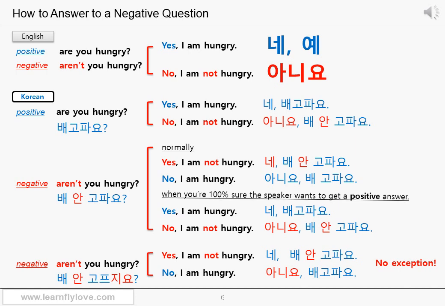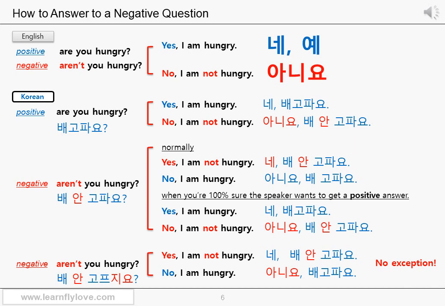But there is something strange as always. When you are 100% sure, the speaker wants to get confirmation of a positive belief, so that it was almost the same as asking, are you hungry? You can answer, yes, I am hungry, or no, I am not hungry, as you do in English, even though the original question was a negative question.